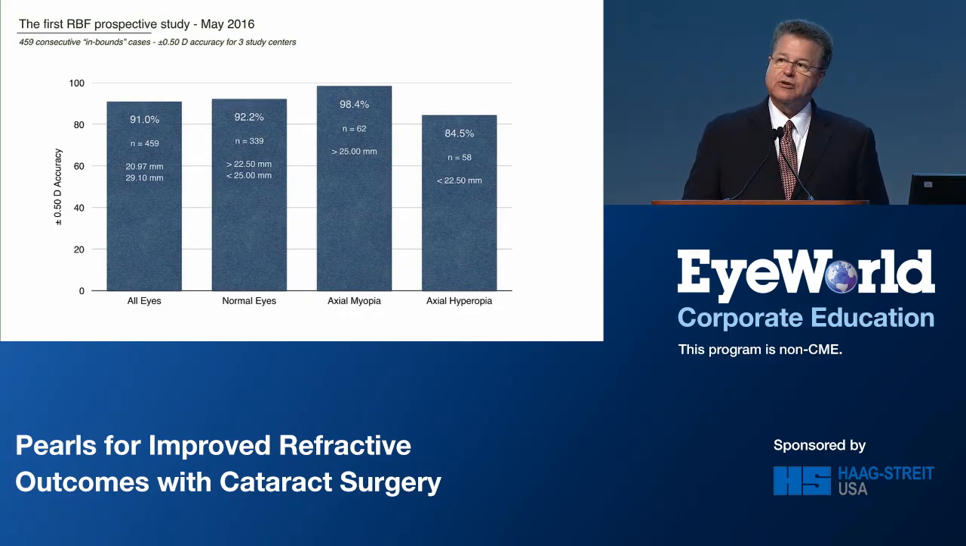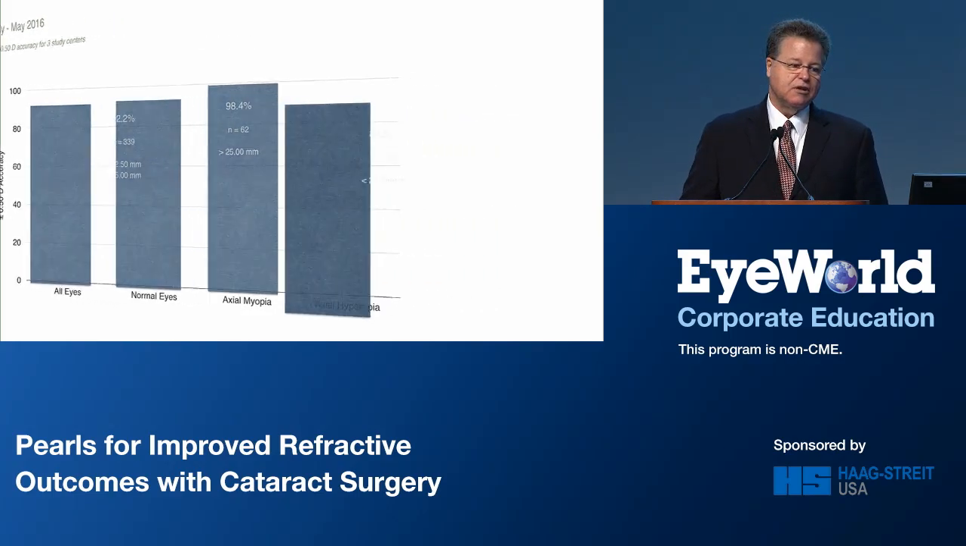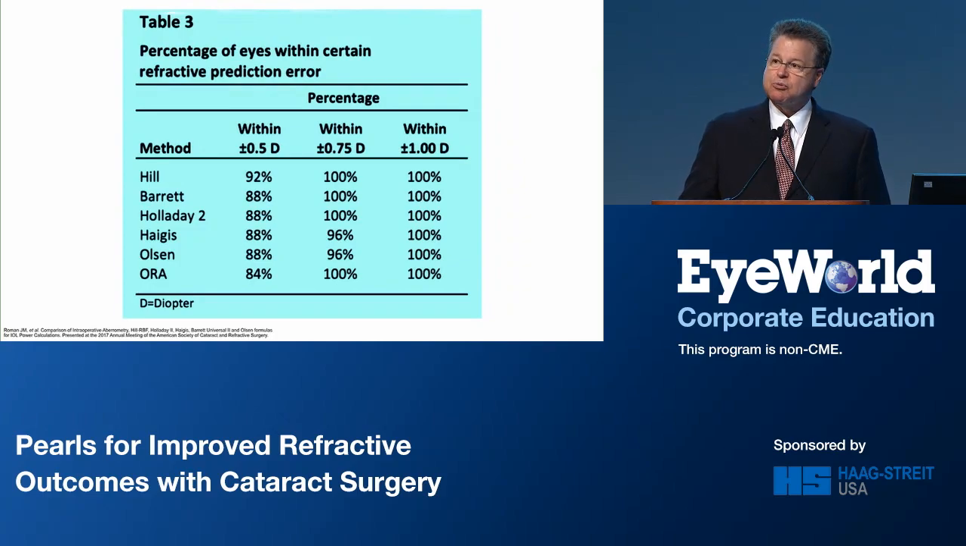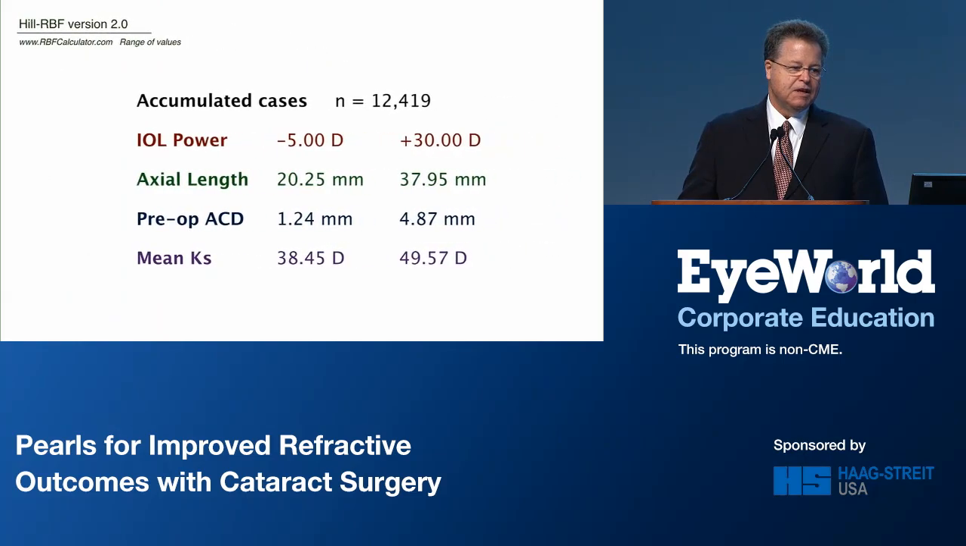And one thing that was really interesting, and some work now has started to prove this, is for the axial hyperope, this is turning out to be one of the very best methods. Even when we get an out-of-bounds calculation, it turns out the numbers are very good. This was presented at ASCRS last year by Roman and his group, and 92%. So basically, we're starting to see that come up over and over again.